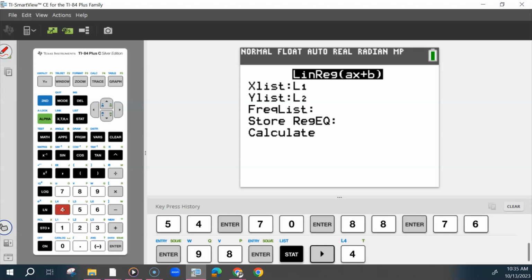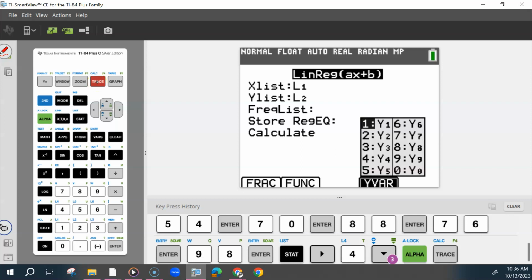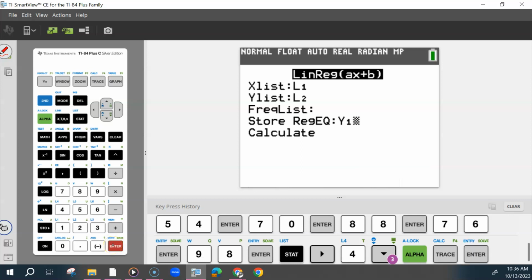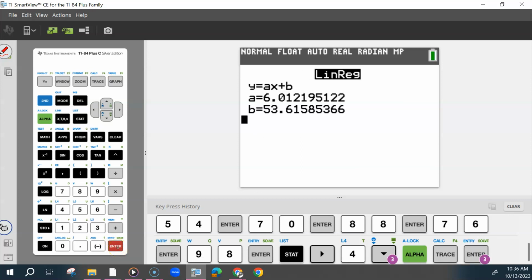Okay. So then, this is part of step 2. Scroll down to store regression equation. That's this one right here. And you want to hit alpha, which is green, trace, which is at the top. So alpha, trace. And then you're going to hit enter 3 times. So this menu should pop up when you hit alpha trace. Really, you're just choosing somewhere where this equation is going to be. And then enter 3 times.